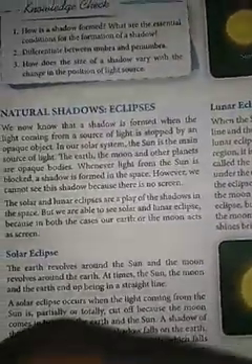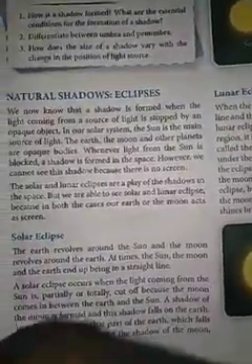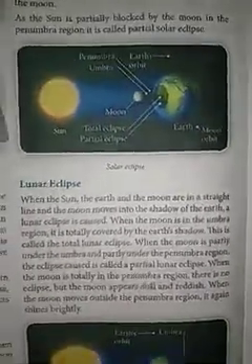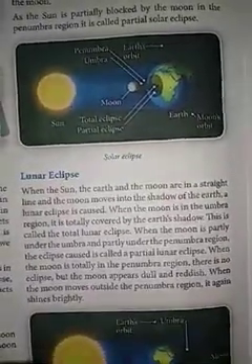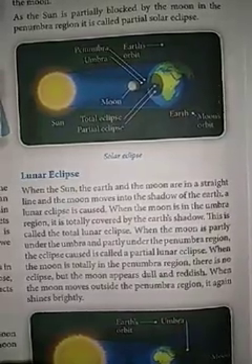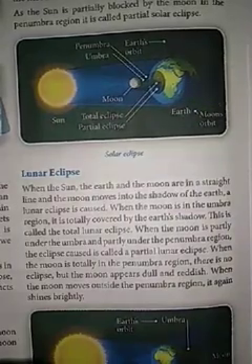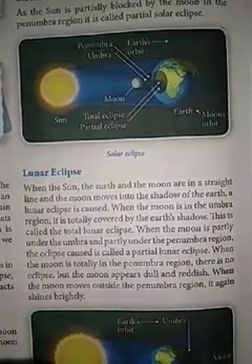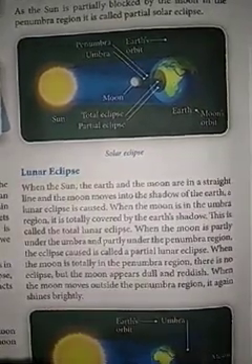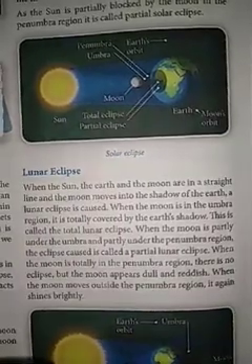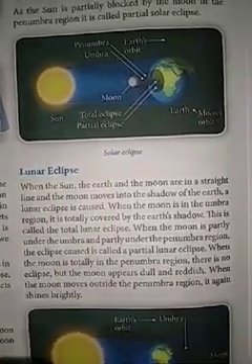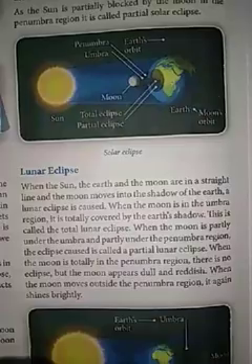Now we discuss natural shadows and eclipses. We know that a shadow is formed when the light coming from a source of light is stopped by an opaque object. In our solar system, the Sun is the main source of light. The Earth, the Moon and the other planets are opaque bodies. Whenever the light from the Sun is blocked, a shadow is formed in space.